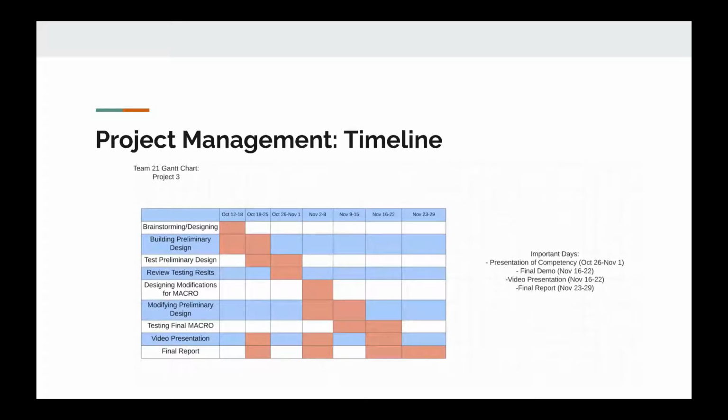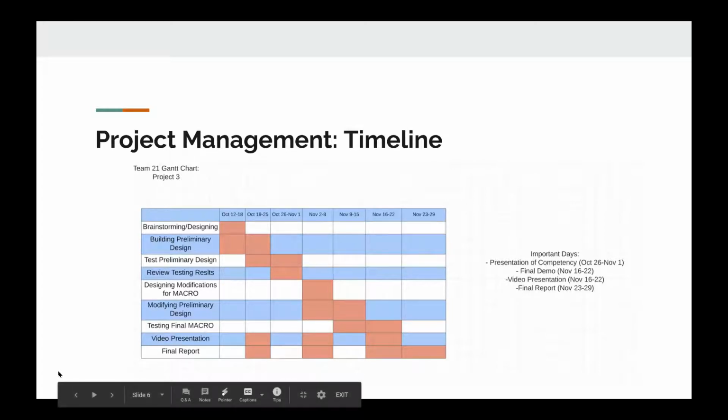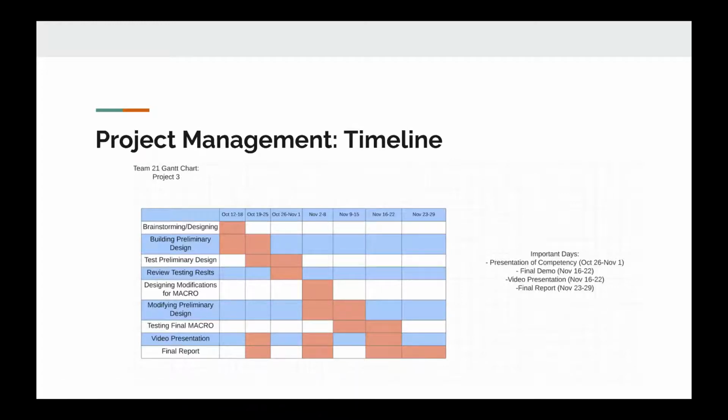Okay, go ahead. Another part of project management is creating an effective timeline, so we can get our final product out by the deadline, which was in late November. We started this project, as far as designing and brainstorming, in early October, and then we went into creating our preliminary design and testing that to get some data results, so we can make modifications if we needed, but also to get something done before the presentation of competence.